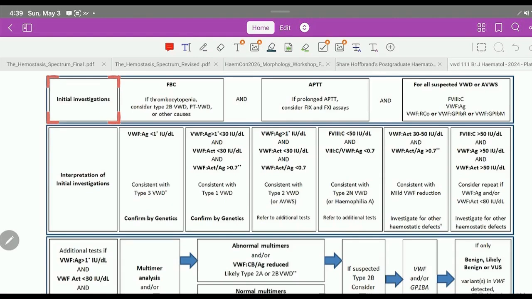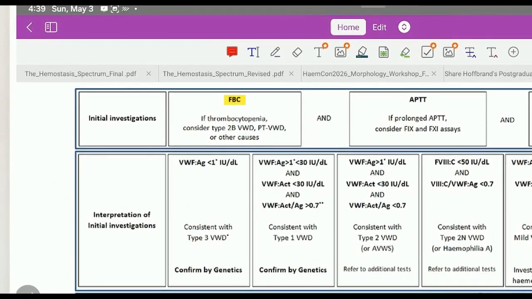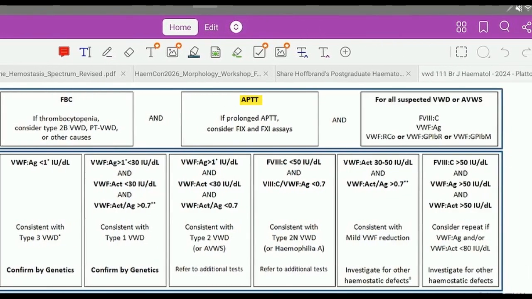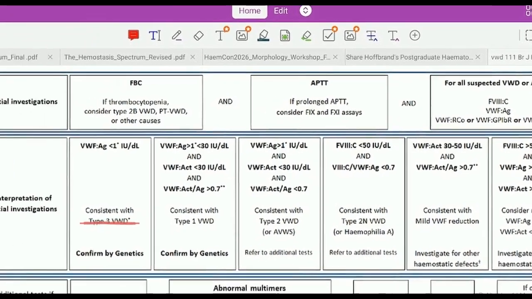Looking closely at the top two rows of this algorithm, the initial investigations establish our diagnostic baseline. The full blood count immediately screens for thrombocytopenia. A low platelet count here acts as a preliminary flag pointing towards specific qualitative anomalies, like type 2B. Alongside it, a prolonged APTT signals a secondary hemostatic impairment, specifically hinting that factor VIII is failing to stabilize in circulation.